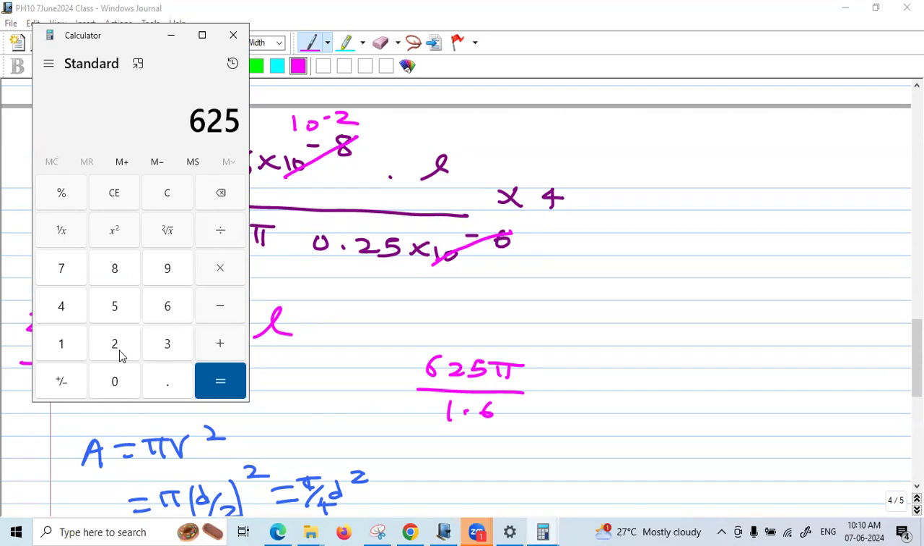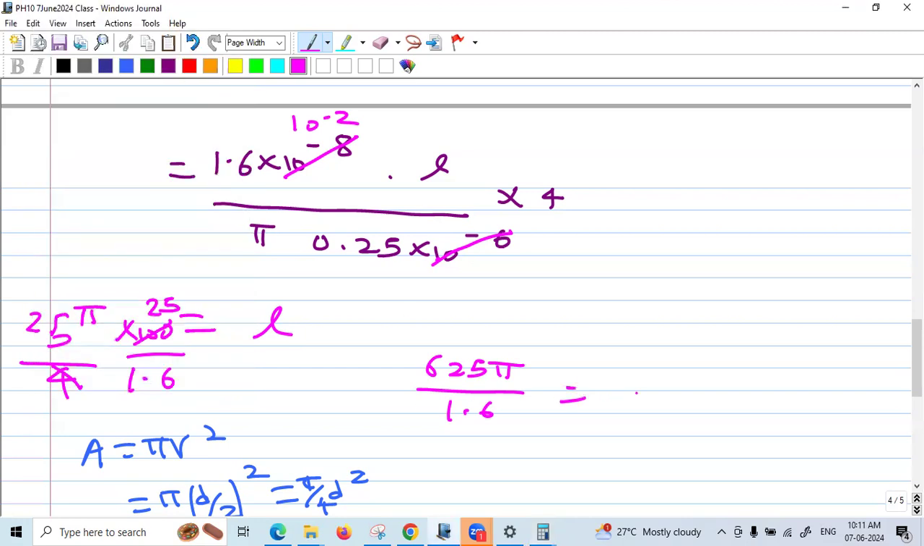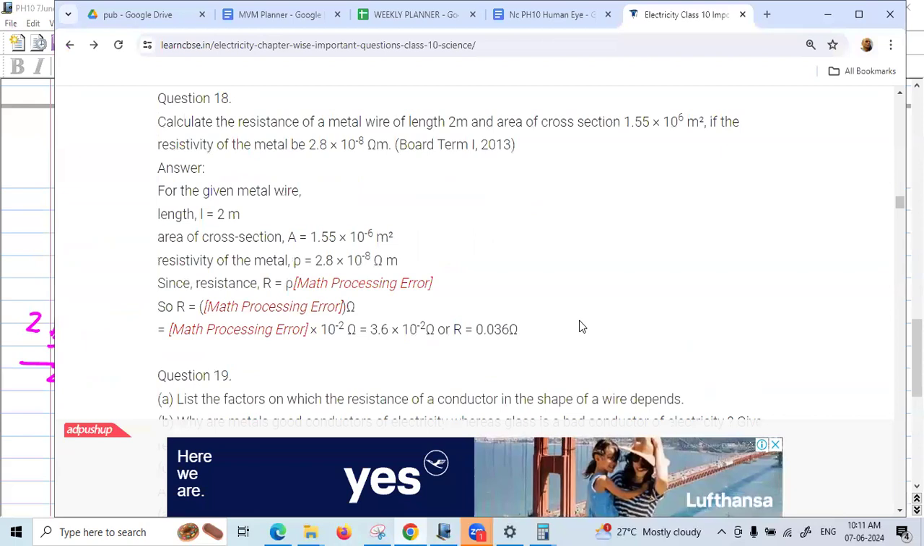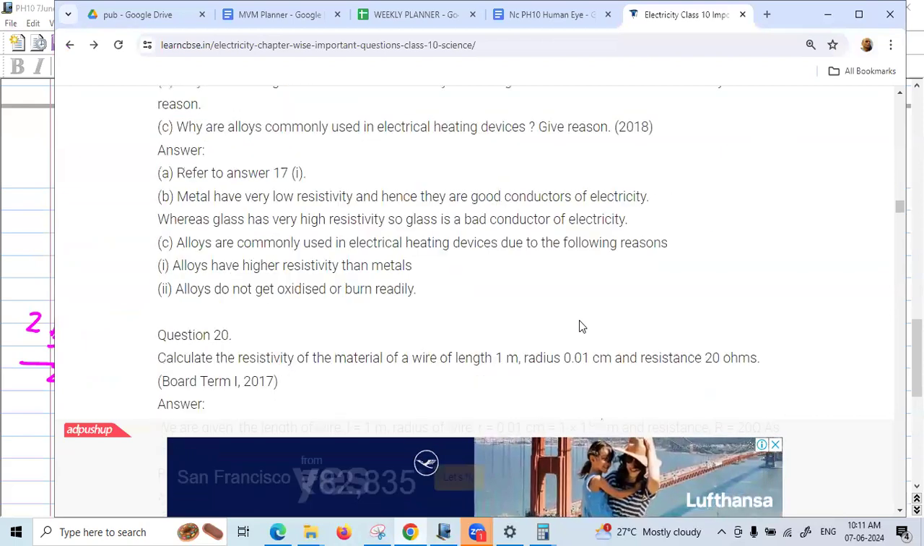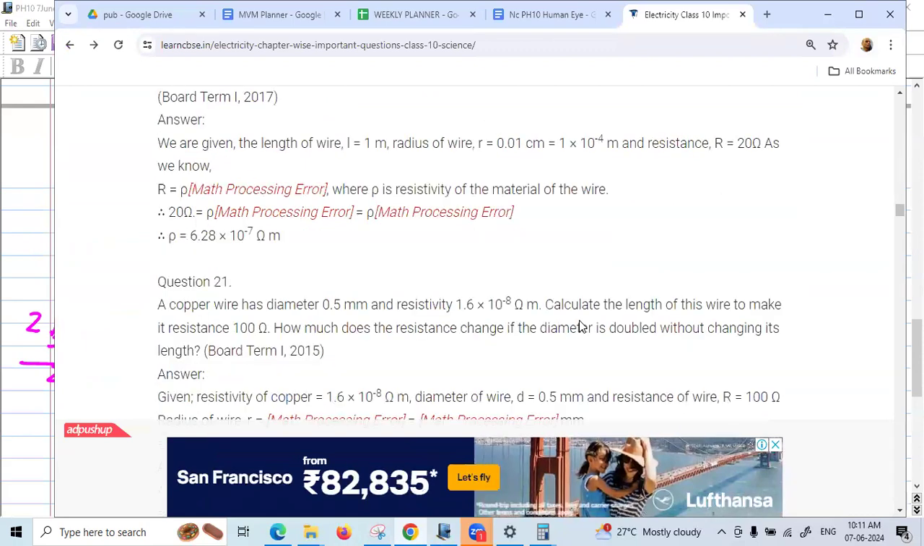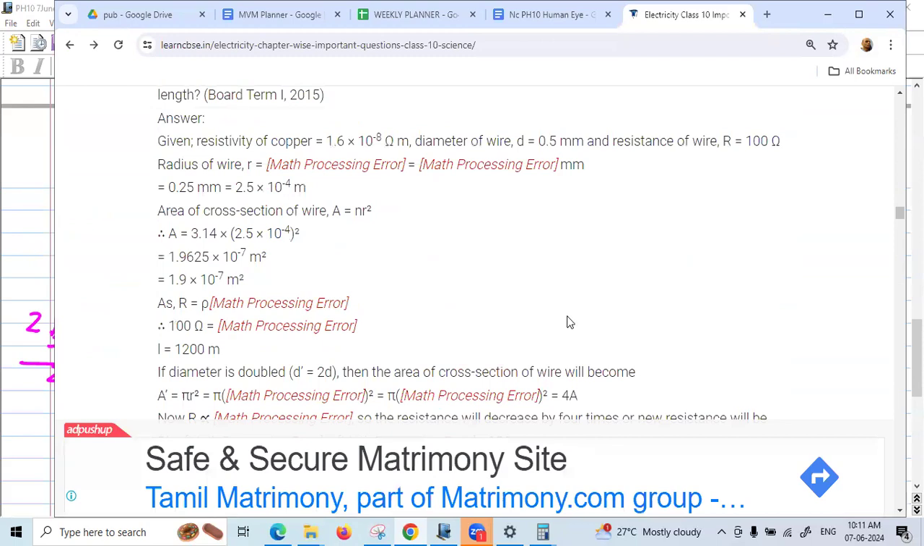625 into 5 is 3125, divided by 1.6, gives 1226 point something meters. So, Varun, are you getting this answer? Sir, yes, sir, but the answer is 1200. Okay, the book answer is correct. Question number 21, right?